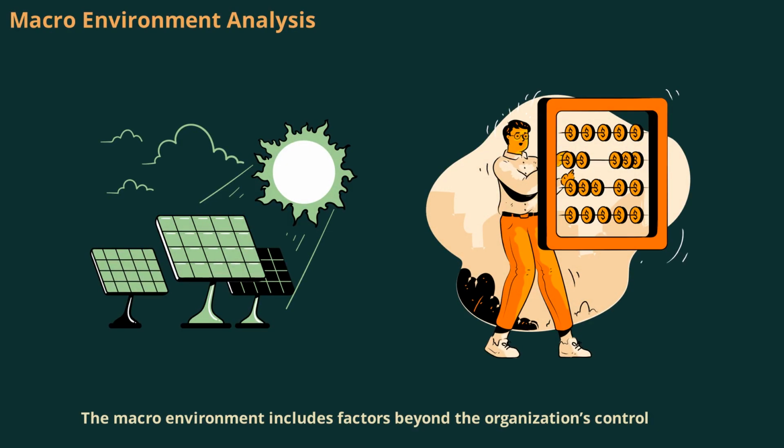Macro environment includes factors beyond the organization's control, such as economic trends, regulation, technological changes, and societal shifts. Analyzing these elements helps companies anticipate opportunities and threats, adapt strategy, and manage risk. Tools like PESTLE and STEEPLE frameworks are commonly used for this analysis.